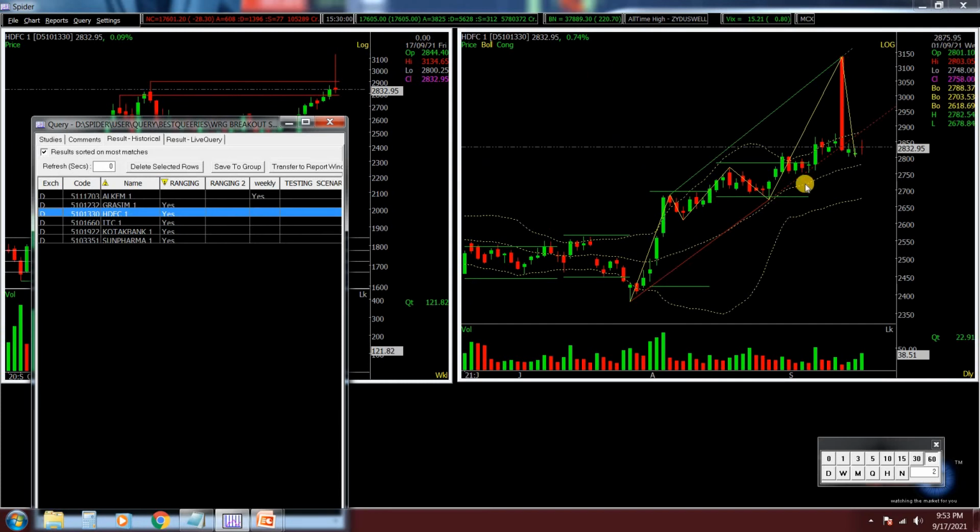HDFC, 3rd September, Friday, it was 2768. On Monday, the HDFC has not broken 3 days high, but it has broken the 3 days low.